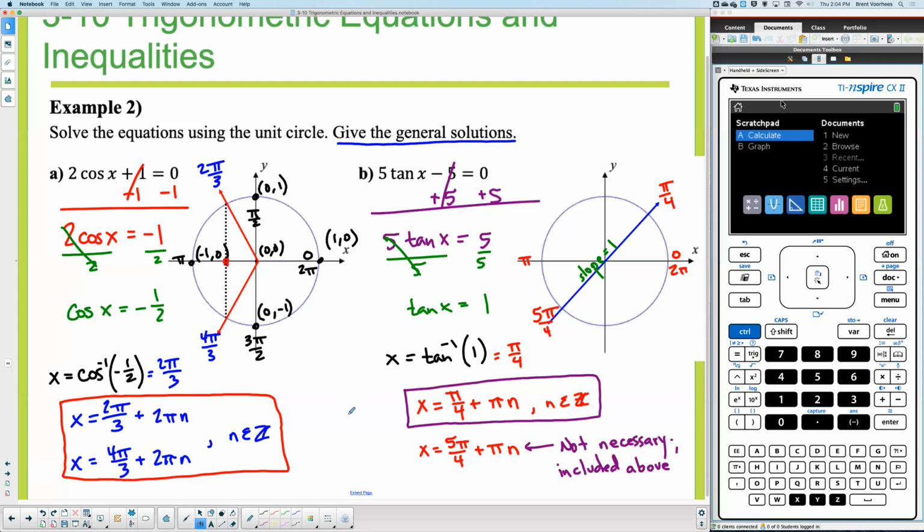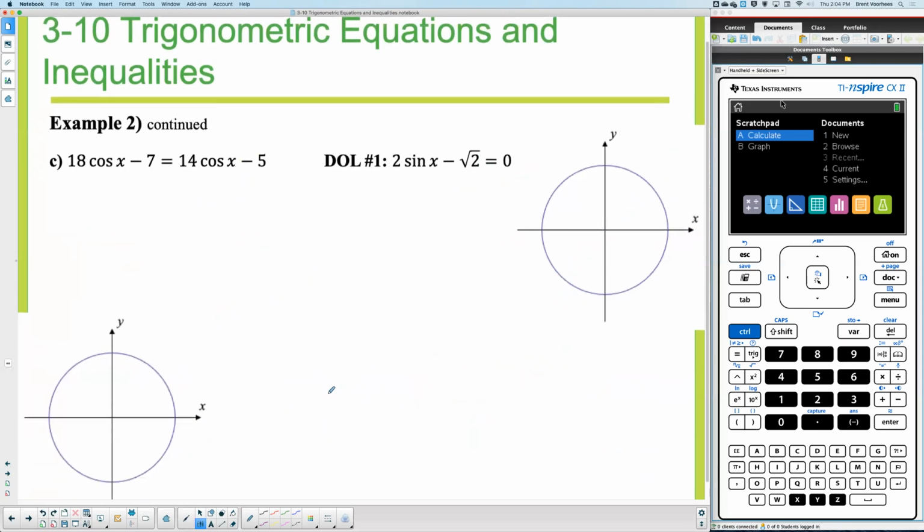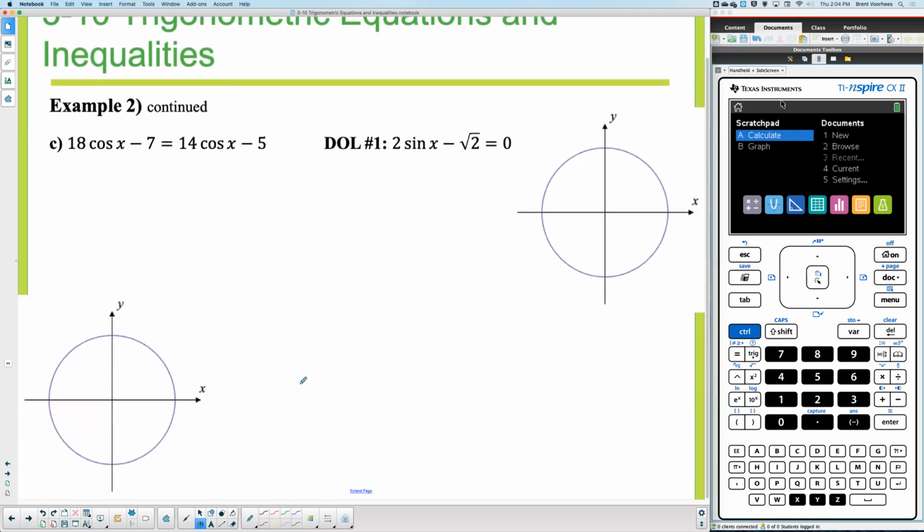Okay, so it's time to see if this is making any sense to you. Actually, I say that. No, I'm wrong. Sorry. I got a part C. My bad. Let's work out part C, and then I'm going to let you try one. All right, part C. Let's take a look over here. What should we do first?